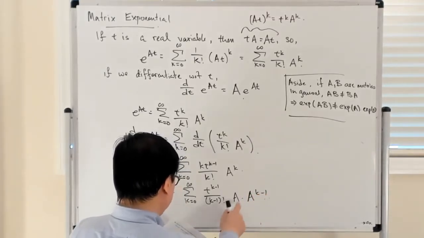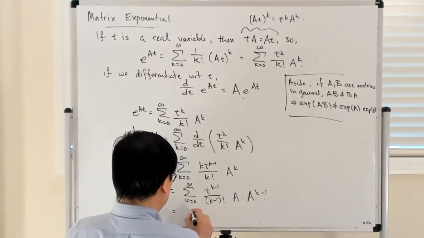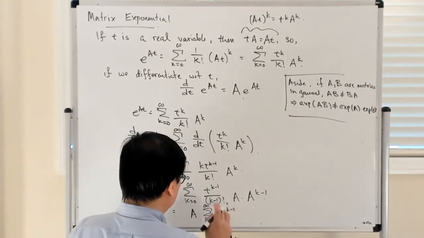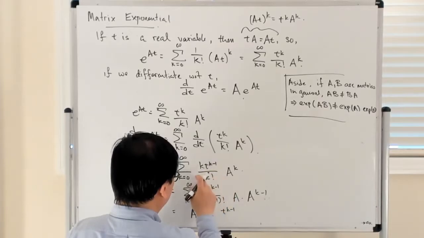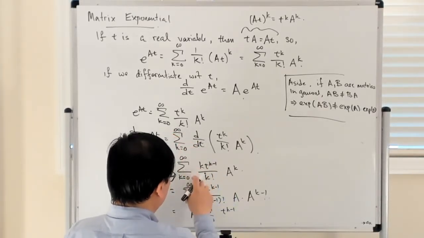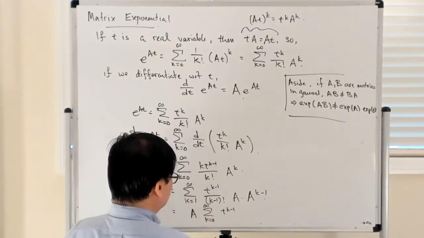I'm going to take the a out, which I can. So this gives me a times the sum from k equals 0 to infinity of t to the k minus 1. Actually, it's not from k equals 0, because going from here to here I'm dividing by k, but the very first term corresponding to k equals 0 vanishes. So I can't really divide by k unless k is not equal to 0. So this sum actually is from k equals 1.